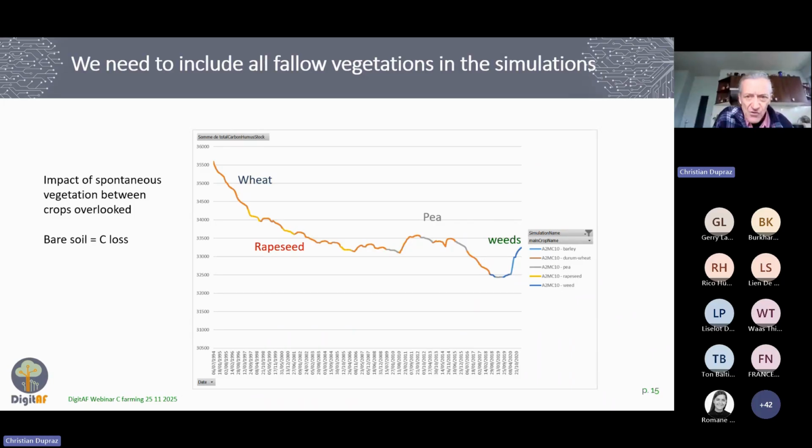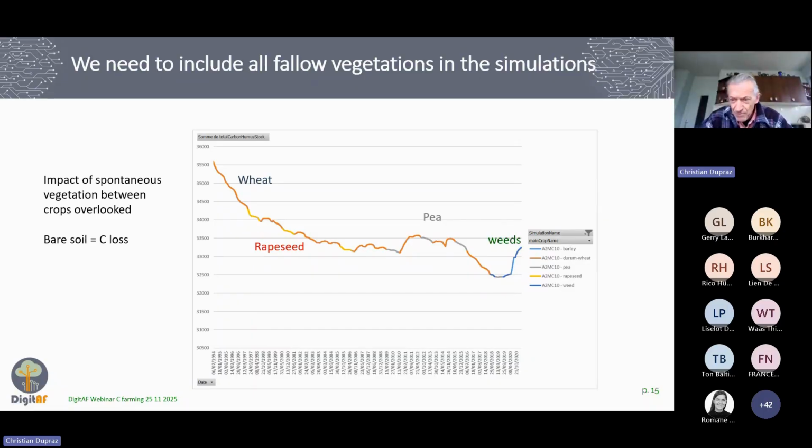So after you harvest a crop, there is a certain number of months with no activity on the land, with a vegetation that is growing back. And if you include that, it has an impact on the carbon in the soil. And this was indicated by this first simulation, where you see that at the end, we have included the weeds, the so-called weeds, which is the fallow vegetation. And this has increased, as I show with my pointer, the carbon in the humus of the soil.